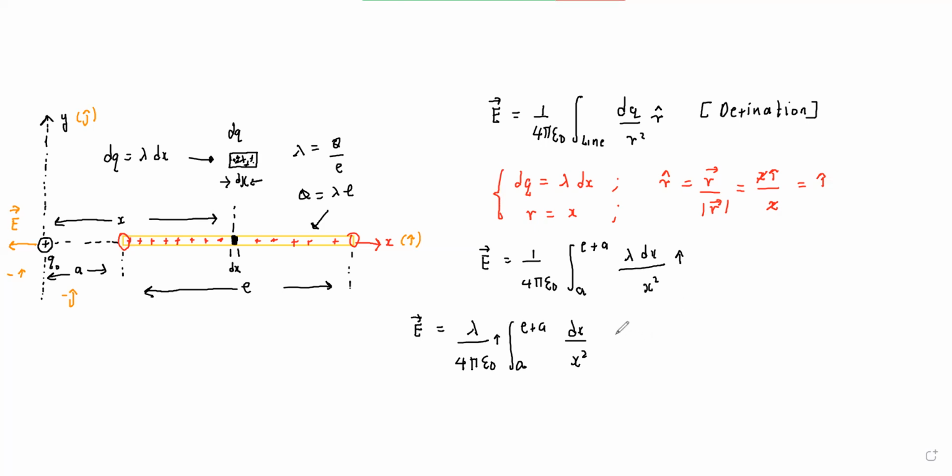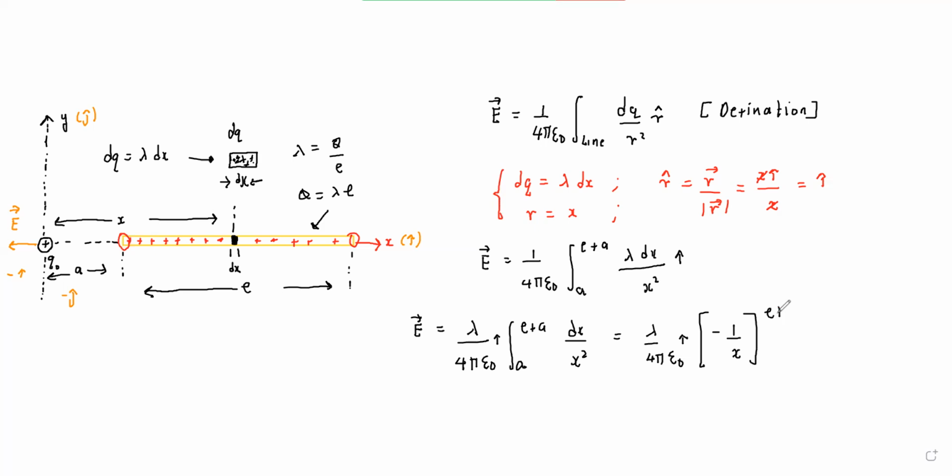So now how do we solve this? What is the integral of 1 over x squared? That one is very easy. We need to rewrite this equation like this. What is the integral of 1 over x squared? It's minus 1 over x.